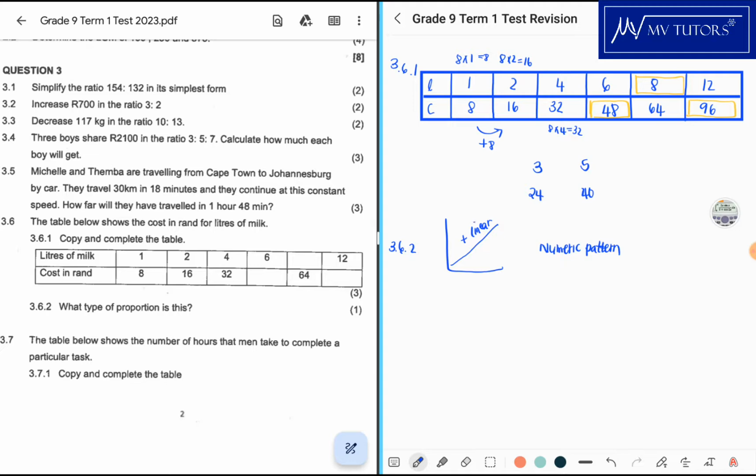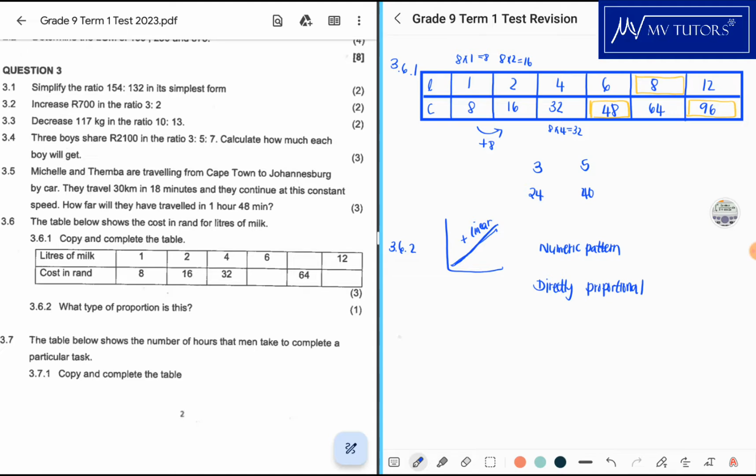numeric pattern. But they asked, what type of proportion is this? Is it inversely proportional or directly proportional? If it was a negative relationship, then it would be inversely proportional. But here, it's positively linear, so it is directly proportional. Just one mark. Directly proportional.